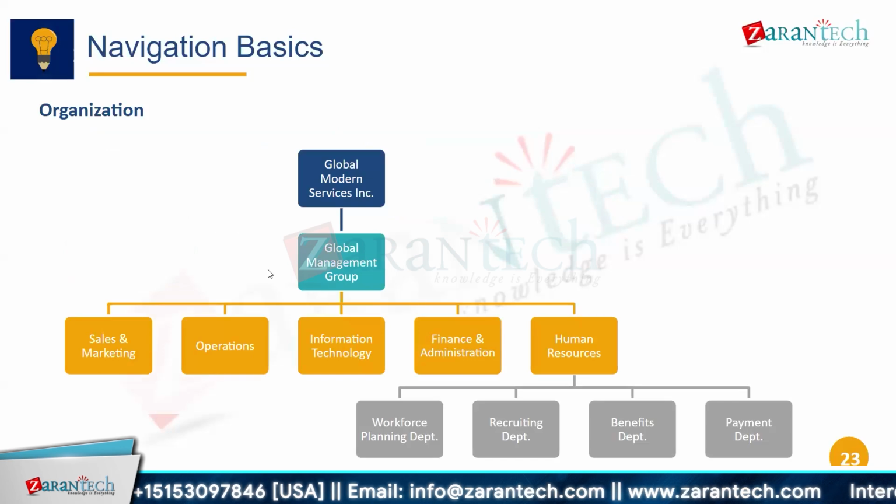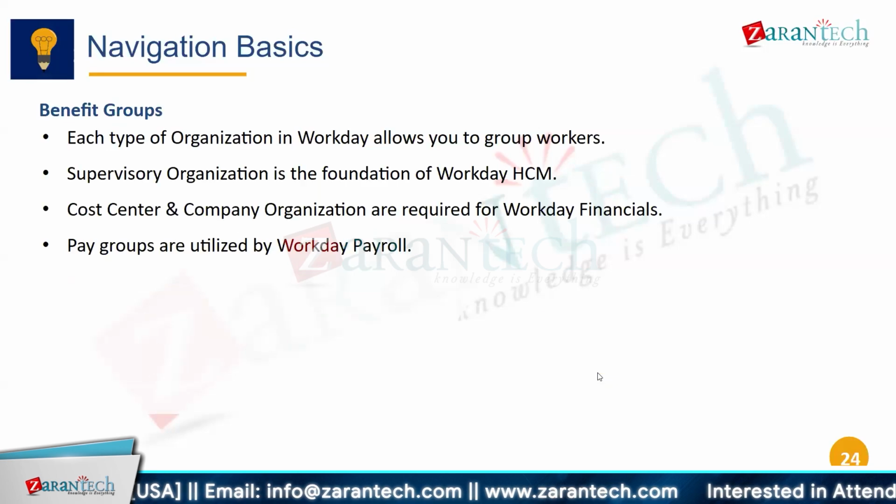Okay. Let's take an example, Global Modern Services at the top, and we have different departments within that. Benefit groups. So this is one of the keys or bases for benefits, wherein we can have different benefit groups in place. Just for an example, we can have one benefit group for all the full-time employees, right? We can segregate that as well. Okay. When we are in multiple countries, the benefit groups will be different for each and every country. So that's how segregation happens, and that's how we do the configuration.